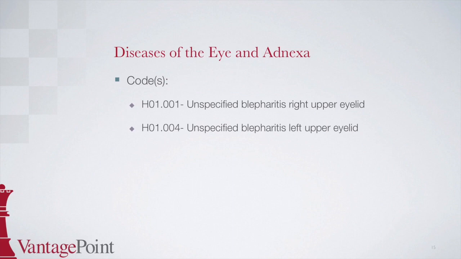I chose to code the right eye first, therefore I then found the term upper indented below for the upper eyelid, which points to H01.001, which you would then confirm in the tabular. Upon confirming your code in the tabular, you will also see the code for unspecified blepharitis left upper eyelid, which is H01.004. Since bilateral isn't an option for blepharitis, 2 codes are needed to indicate where the condition occurred. It does not matter if the right or left eye is reported first.